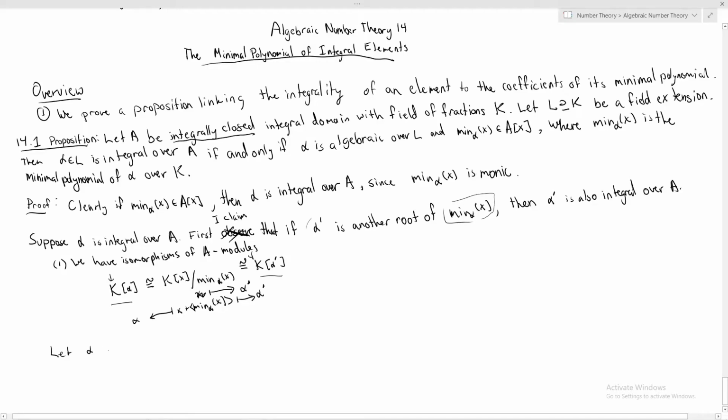So I'm going to say, let alpha satisfy, let's say, alpha to the n plus c_{n-1} alpha to the n minus 1 plus ... plus c_0 equals 0, with these c_i's in A. Then, if we call this isomorphism sigma, so I've got this isomorphism sigma here, consider what happens when I apply sigma to the whole thing.